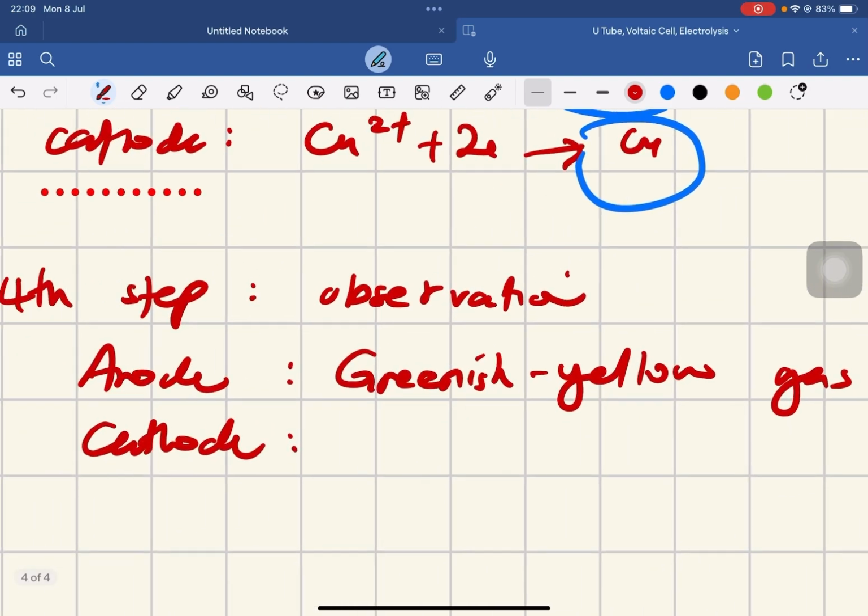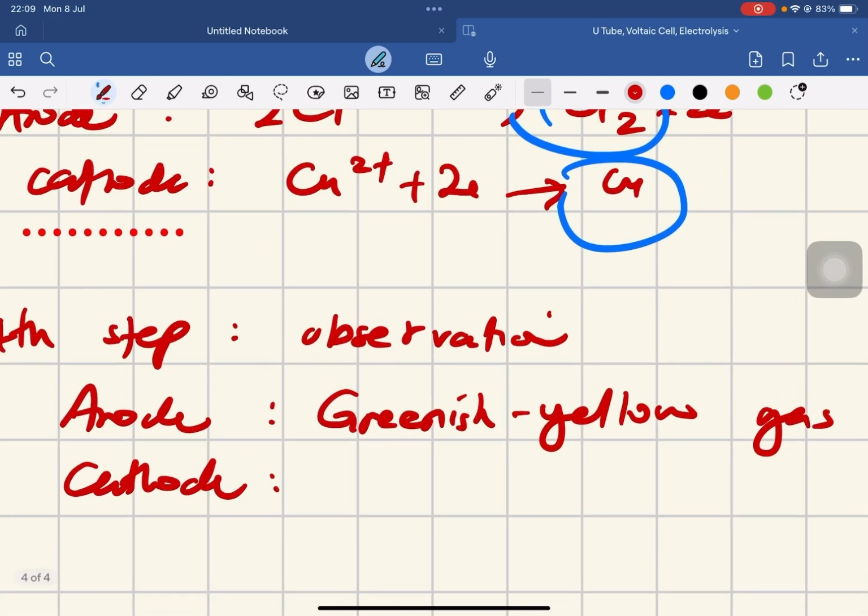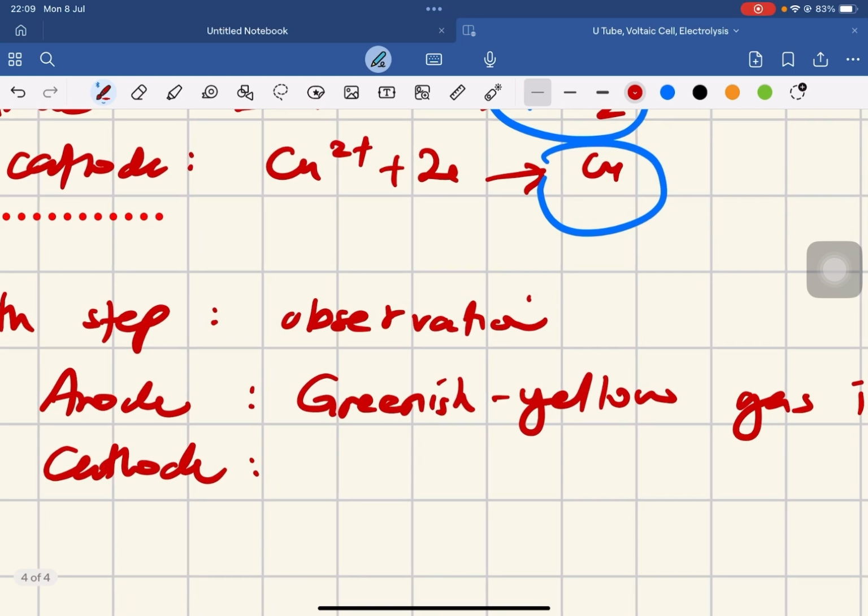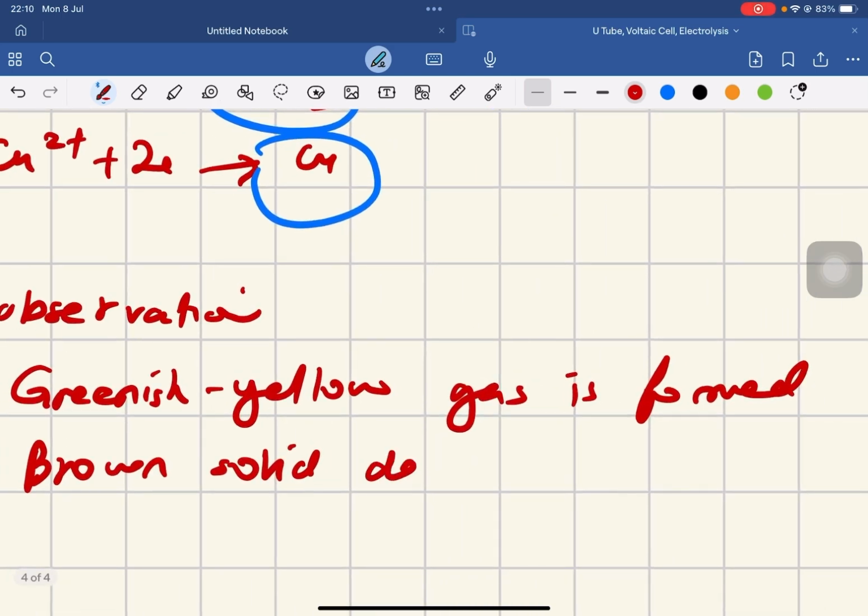Okay, settle. And for cathode, if you see, it's Cu. This is metal, what kan? Metal, so it's solid. Okay, and then you remember back, copper solid what color? It's brown, right? So all metal except copper is grey solid, except copper. Copper is what? Brown. Okay, so brown solid is deposited. Okay, deposited.